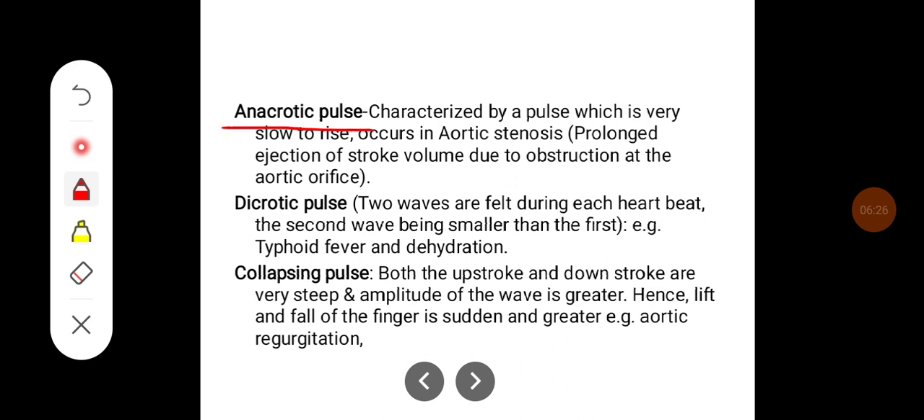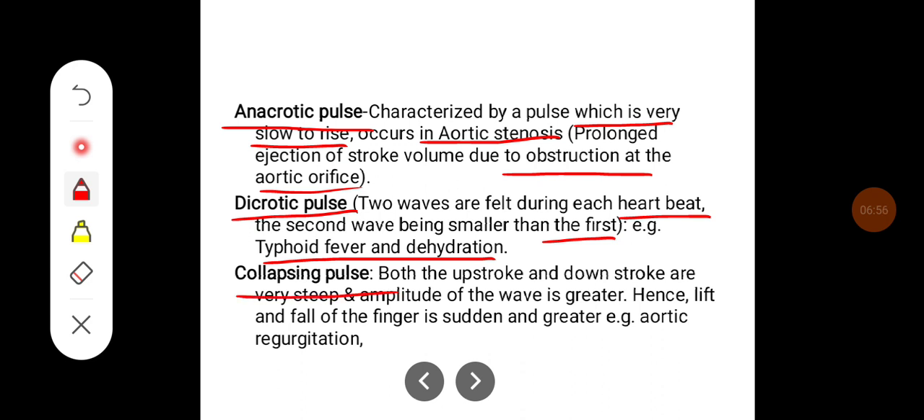Anacrotic pulse is characterized by a pulse which is very slow to rise and occurs in aortic stenosis, where you can see prolonged ejection of stroke volume due to the obstruction at the aortic orifice. Dicrotic pulse is where two waves are felt during each heartbeat, the second wave being smaller than the first. The dicrotic pulse is seen usually in typhoid fever and dehydration.